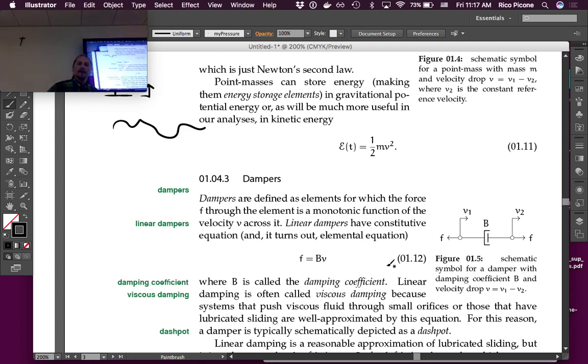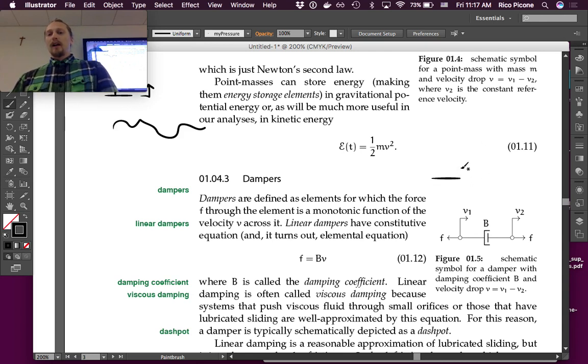Now, we often call this viscous damping because systems that push viscous fluid through small orifices or those that have lubricated sliding are well approximated by this equation. For this reason, we typically schematically depict it as a dashpot, which is this figure 1.5. We probably haven't seen dashpots before, or many of us haven't, so I'll draw it as an exaggerated piston cylinder sort of setup here, where we have a cylinder with fluid in it, and we've got a piston.